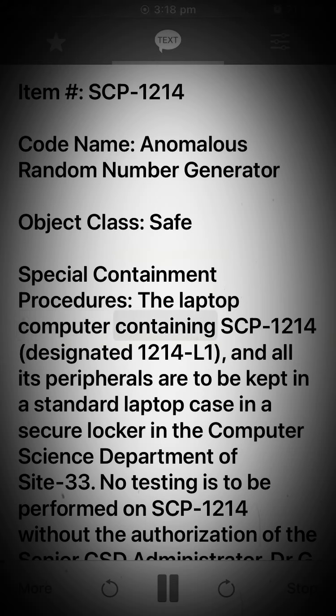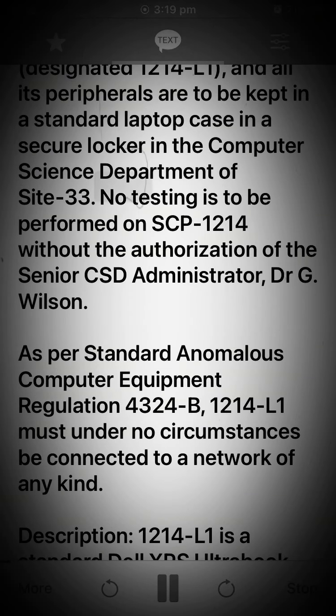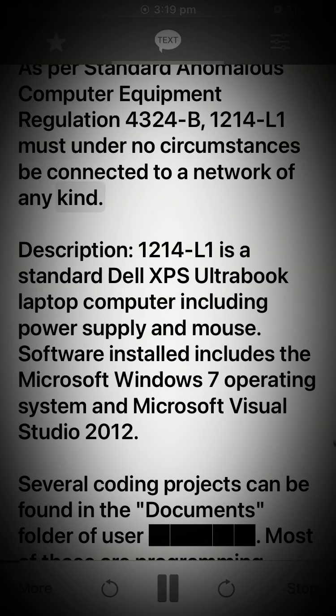The laptop computer containing SCP-1214, designated 1214-L1, and all its peripherals are to be kept in a standard laptop case in a secure locker in the Computer Science Department of Site-33. No testing is to be performed on SCP-1214 without the authorization of the Senior CSD Administrator, Dr. G. Wilson. As per Standard Anomalous Computer Equipment Regulation 4324B, 1214-L1 must under no circumstances be connected to a network of any kind.